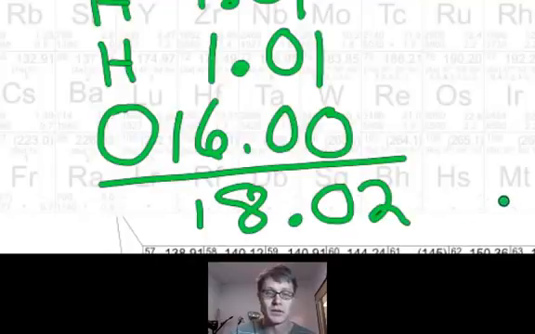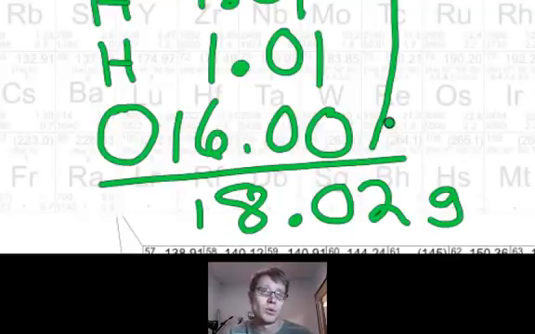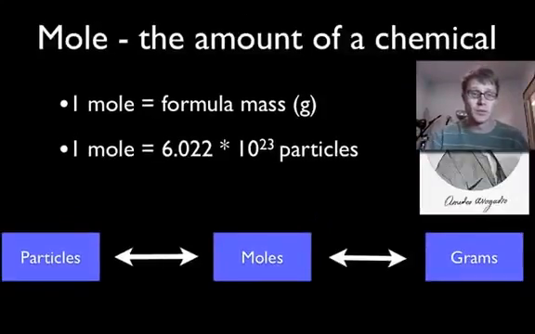18.02. And so if we wanted to say how much mass 1 mole of water has, it's going to be 18.02 grams. And so you'll have to do this if you're ever going from moles to grams. You'll have to get a periodic table out and figure out what the formula mass of that is. And so let's go back to this then.